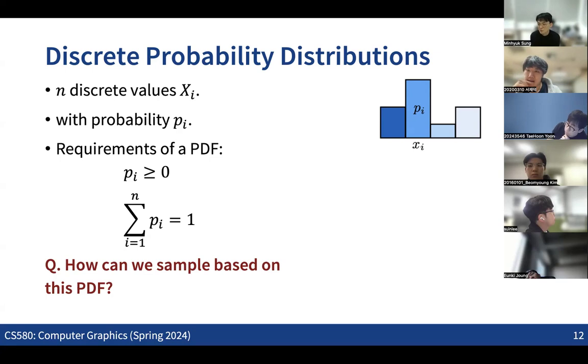Yeah, this is something that you should have learned in the introduction to statistics course.